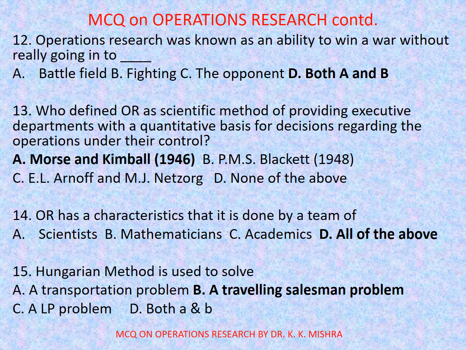Question number 14. OR has a characteristic that it is done by a team of, options are A, scientists, B, mathematicians, C, academics, D, all of the above. Correct option is D, all of the above. Question number 15. Hungarian method is used to solve, options are A, a transportation problem, B, a traveling salesman problem, C, an LP problem, D, both A and B. Correct option is B, a traveling salesman problem.